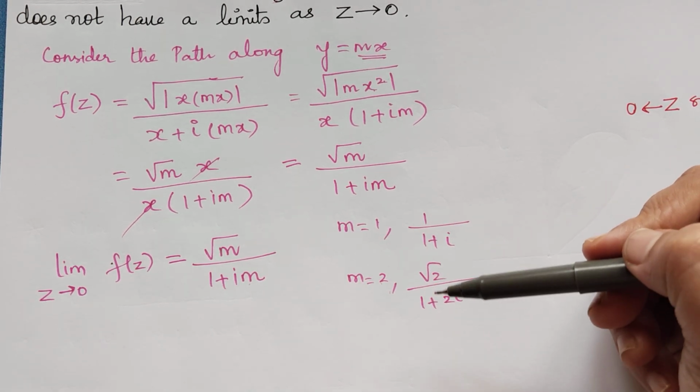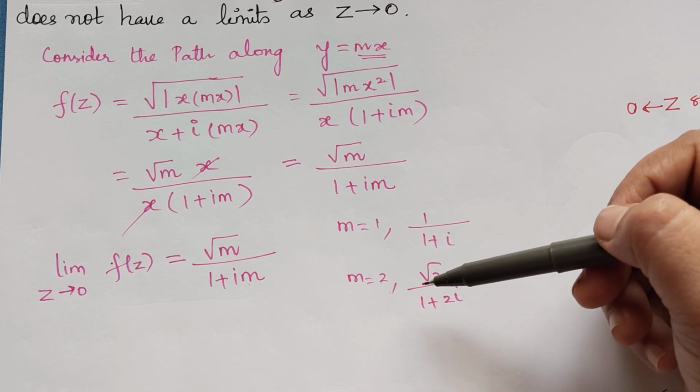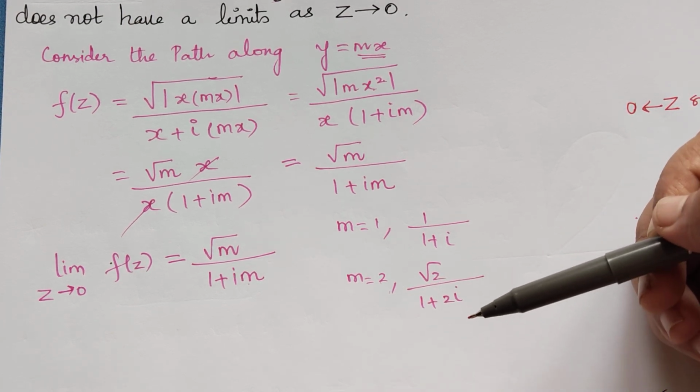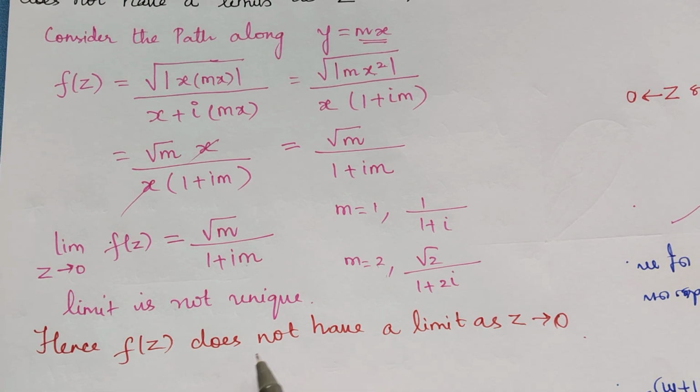Therefore, the limit depends on m, and the limit is not unique, and hence the limit does not exist. Hence, we have concluded that f of z does not have a limit as z tends to 0.